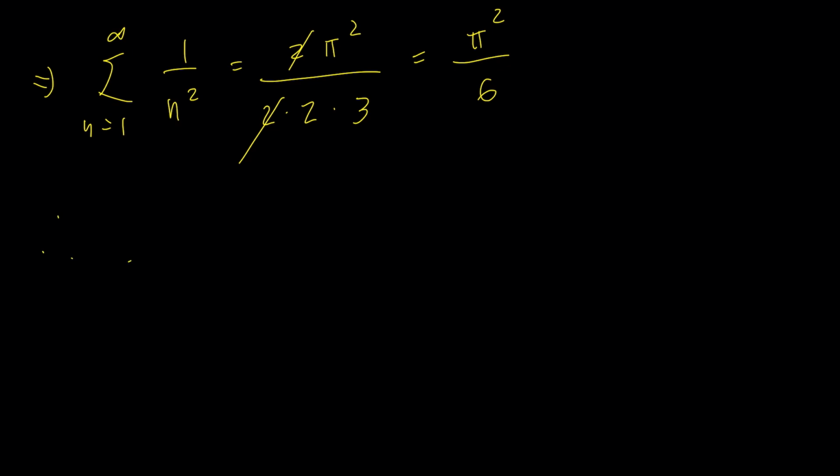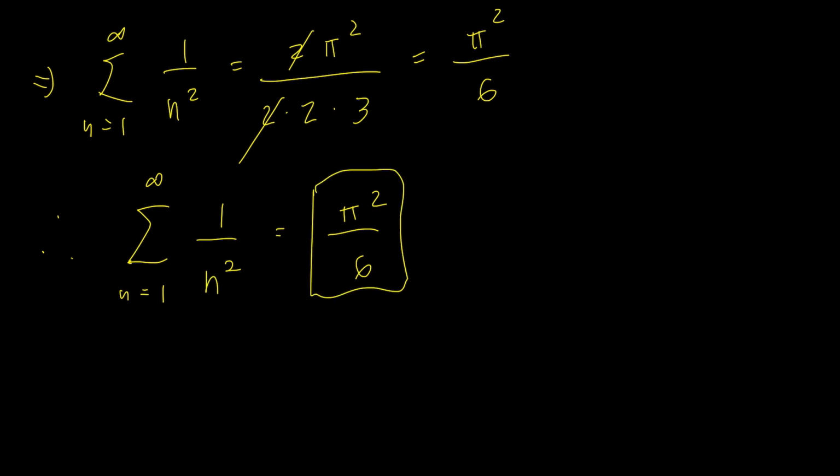So now we could say that therefore the sum from 1 to infinity of 1 over n squared is equal to pi squared over 6. And so this is the final result.